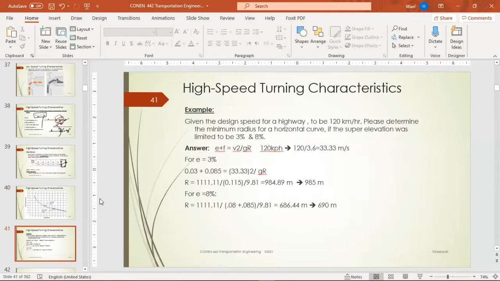Excellent. And here we had an example where we are given a design speed for the highway to be 120 kilometers per hour. Please determine the minimum radius for a horizontal curve if the super elevation was limited to be 3% or 8%. We solved this last lecture, but we are going to solve it again.